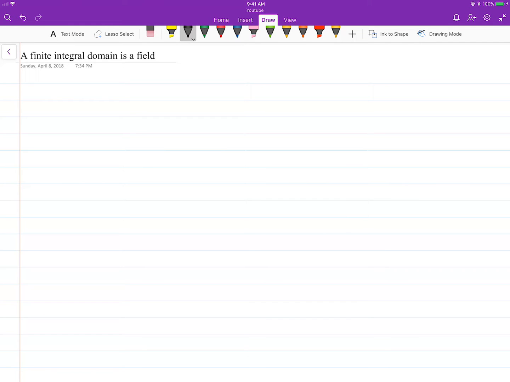So today I wanted to show that a finite integral domain is always a field. First I want to start with the definition of an integral domain, because some authors use different definitions. The one we're going to use today is: an integral domain is a commutative ring without zero divisors.